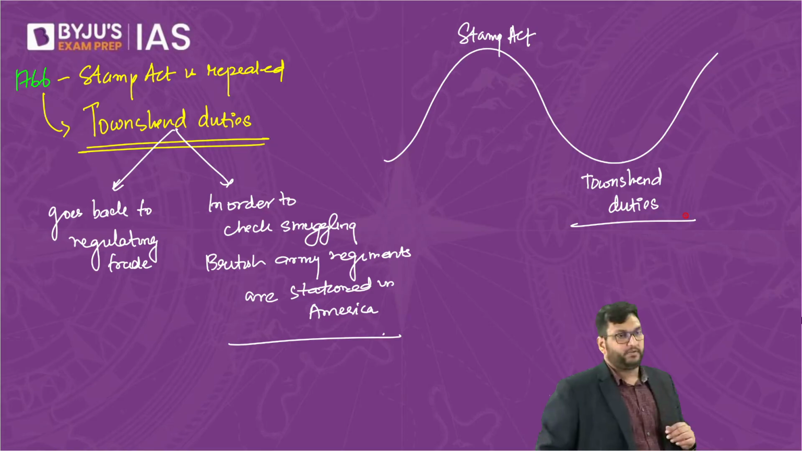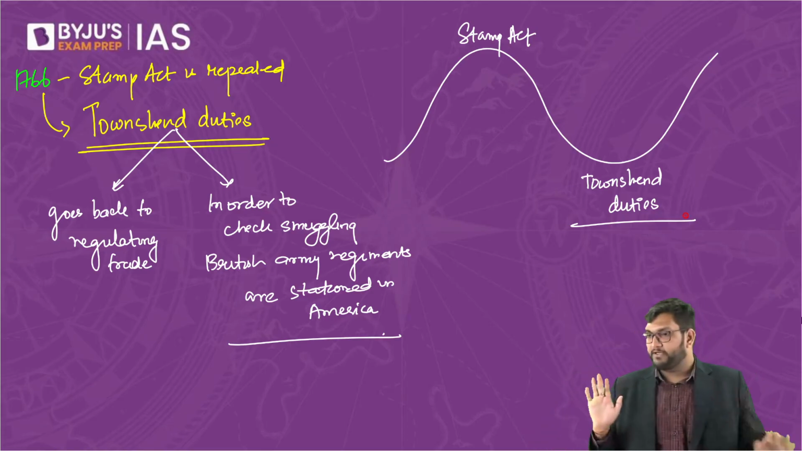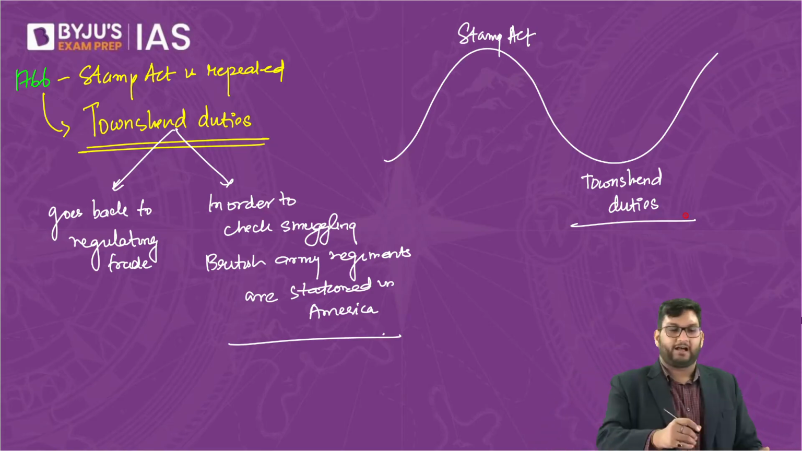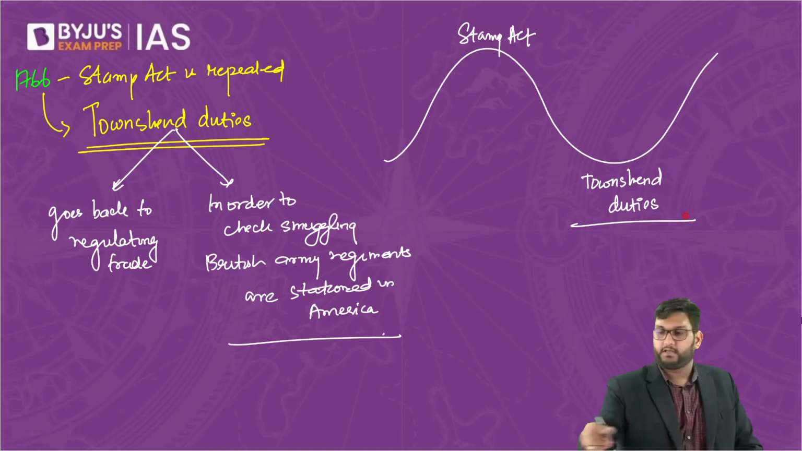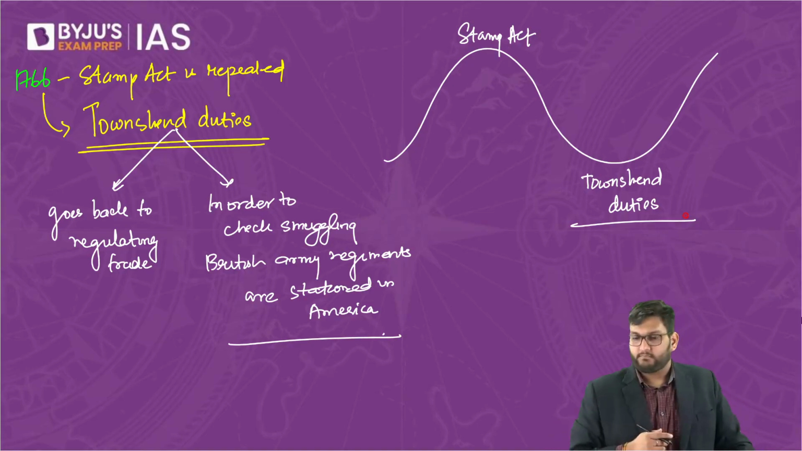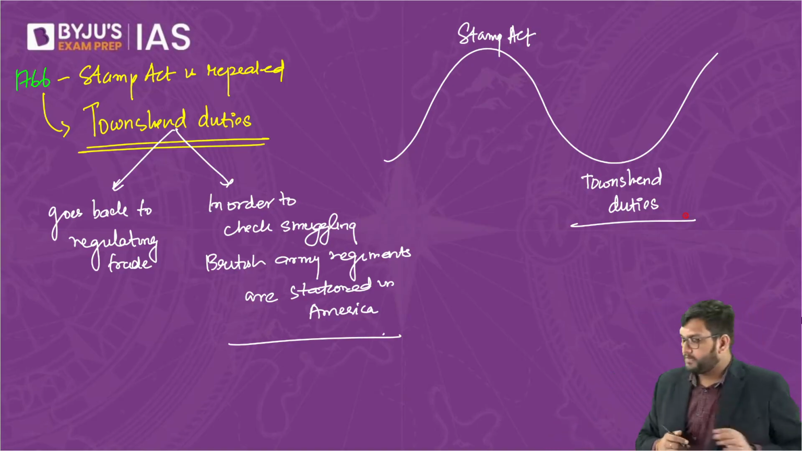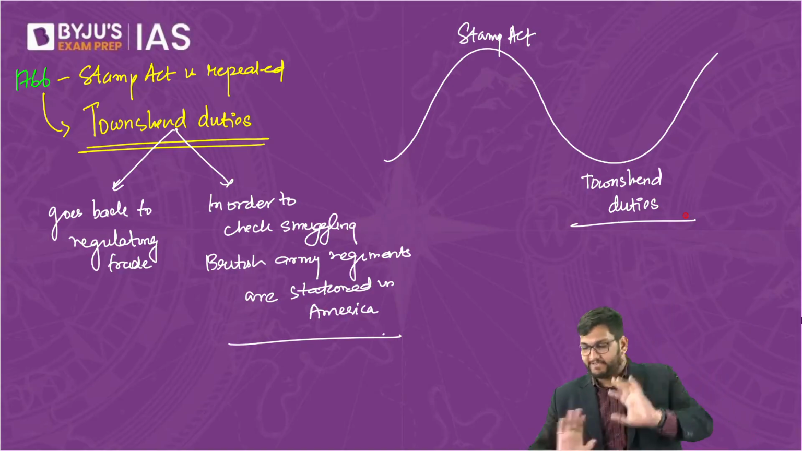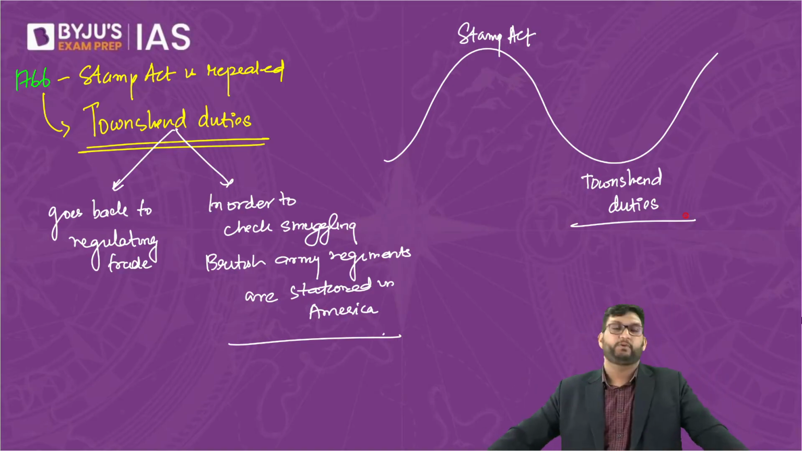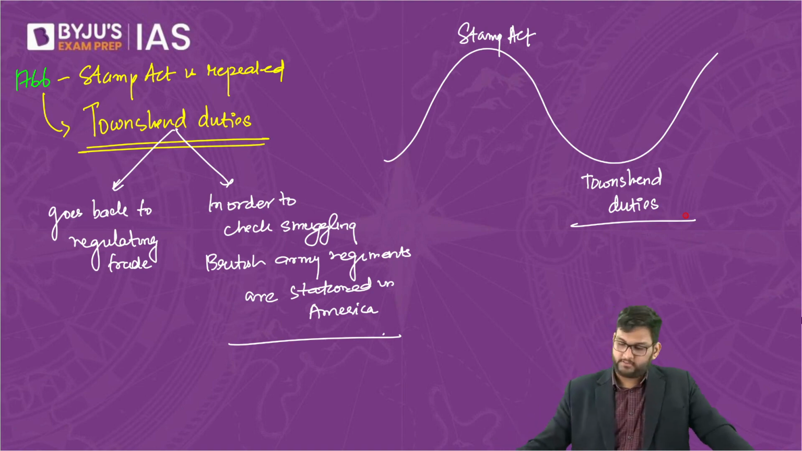I'll tell you. Everybody's following me till this point? Yes? No issues? Because now we will go into three acts, one after the other. Yes, sir. No issues. Okay. Now, what happens is that the regiment is placed in what we call today Boston.